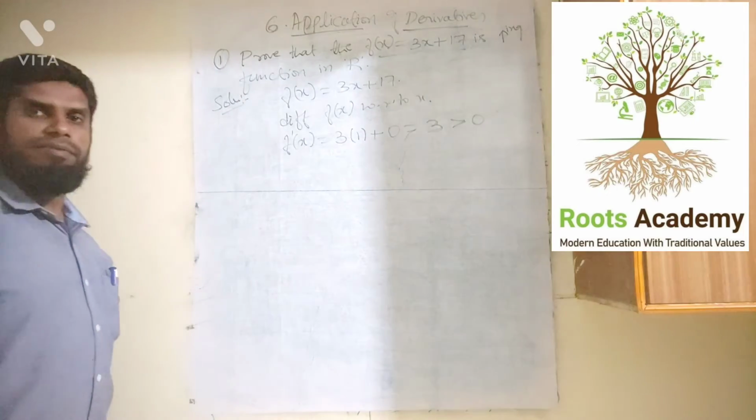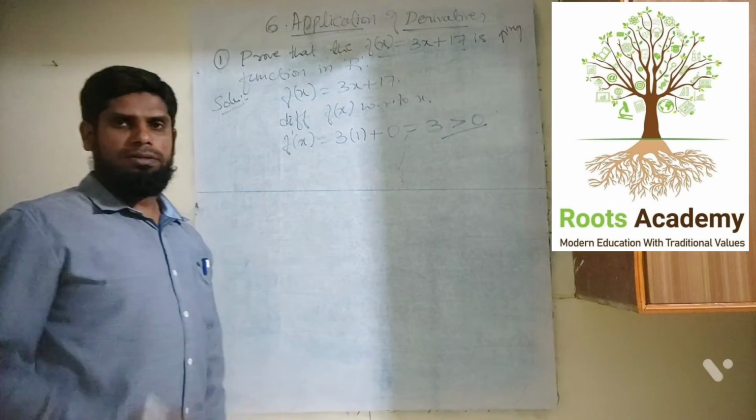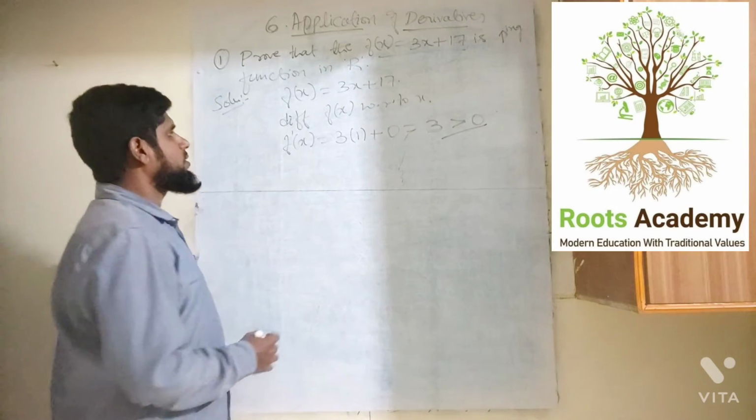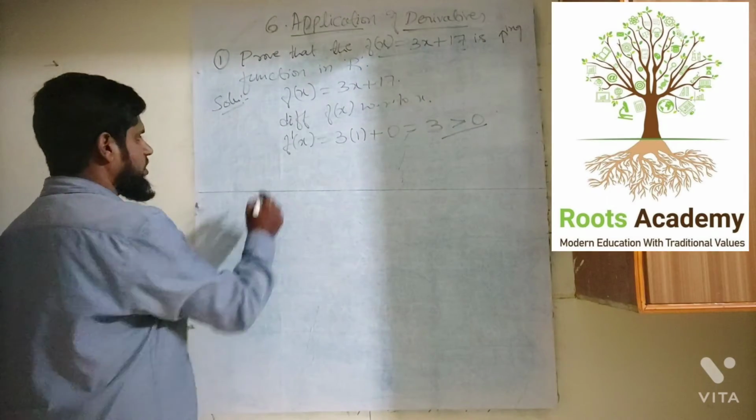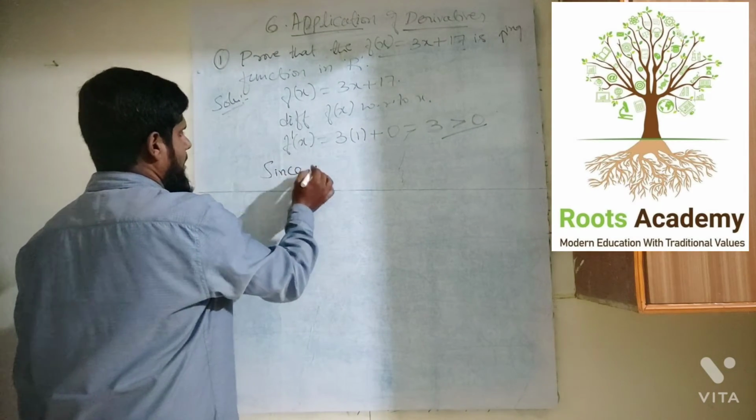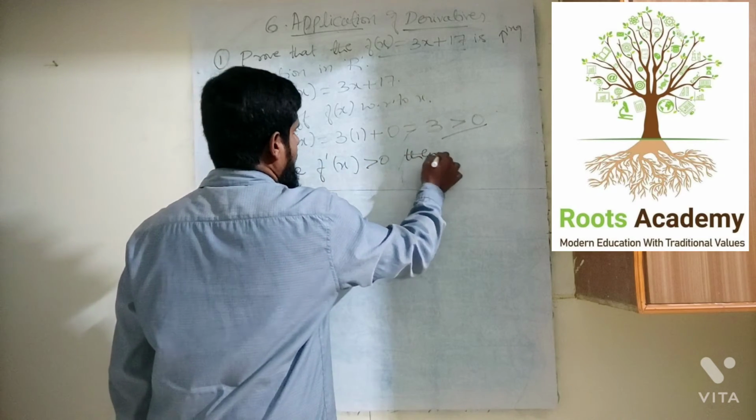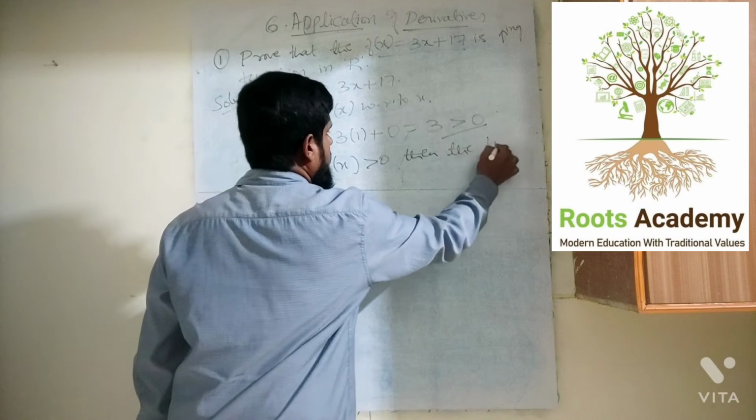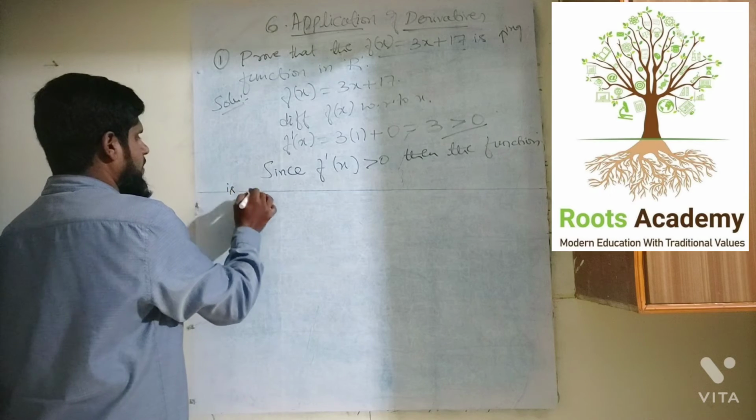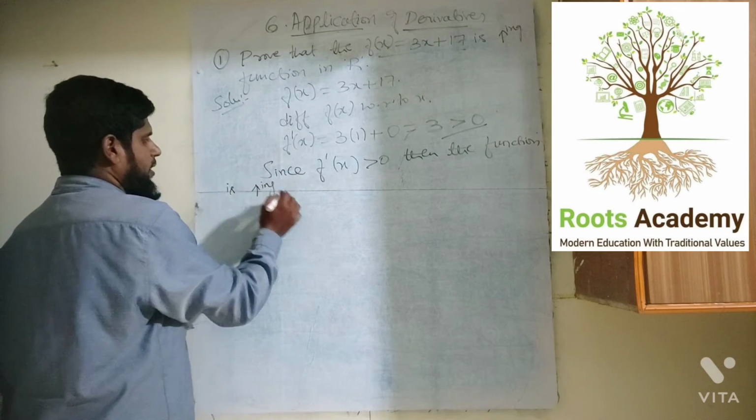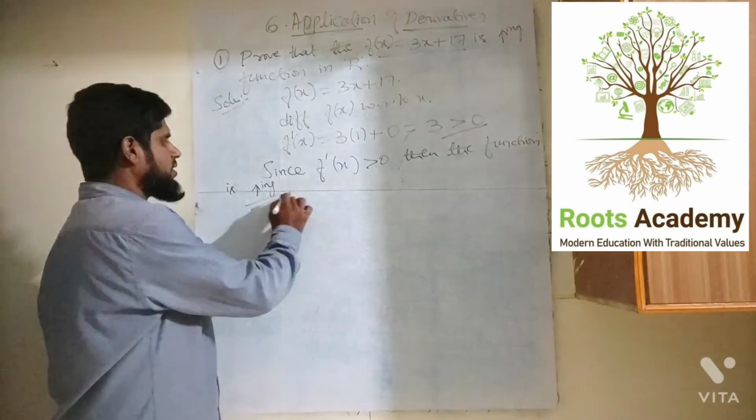So the moment its derivative is greater than 0 here, what happened? The given function is an increasing function. Since f dash of x is greater than 0, the function is increasing. Function is increasing function.